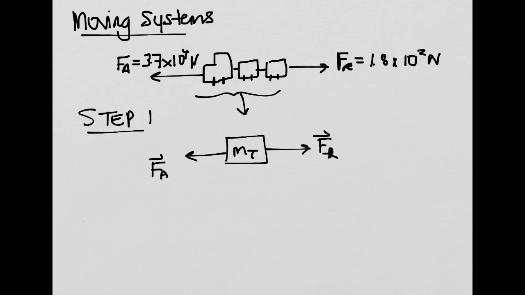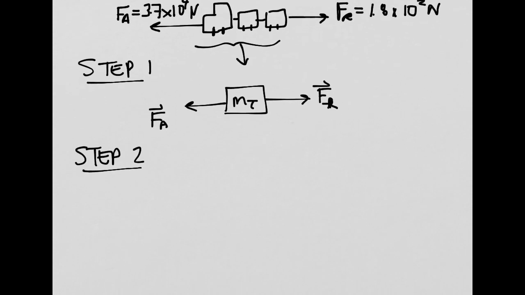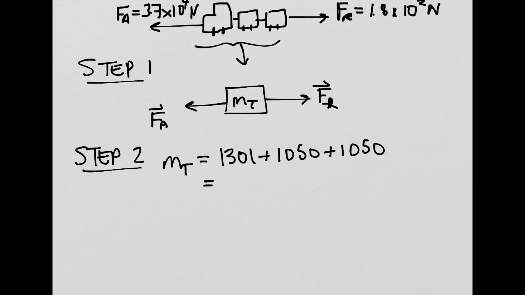Step 2 is to find the total mass of the system. So we've got to take the mass of the caboose plus the mass of a car plus another car, and we get 3401 kilograms.